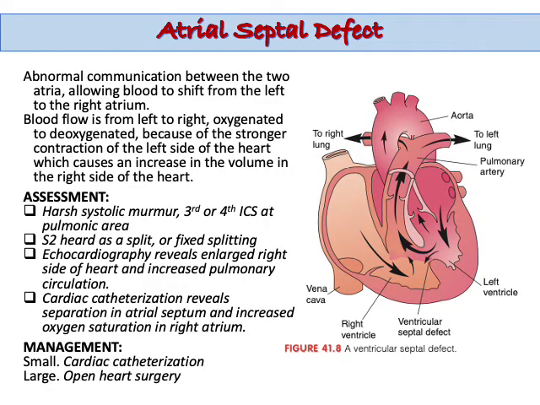ASD, or atrial septal defect, is an opening between the right and the left atrium. Blood flow is from left to right, from oxygenated to deoxygenated blood, because of the stronger contraction of the left side of the heart. This causes an increase in the volume in the right side of the heart. This generally results in ventricular hypertrophy and increased pulmonary artery blood flow, the same as in VSD. The assessment findings are the following, and the management: for small ASDs, cardiac catheterization, and for large ones, open heart surgery.